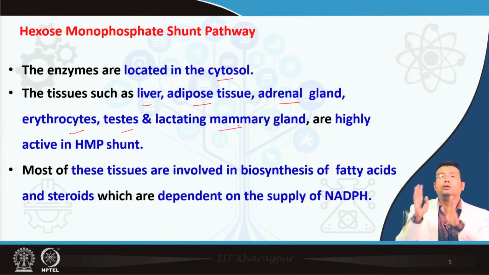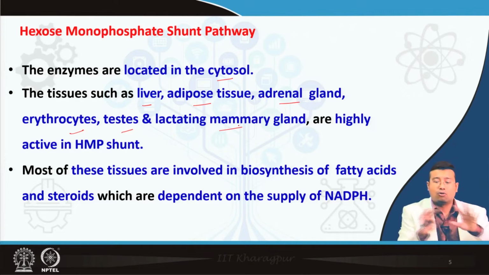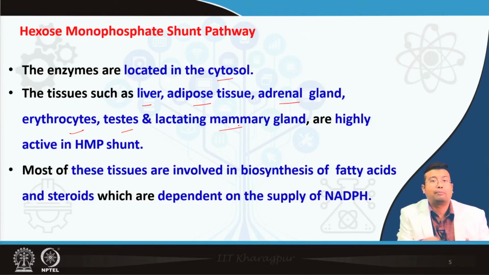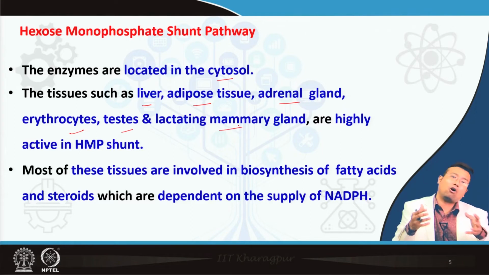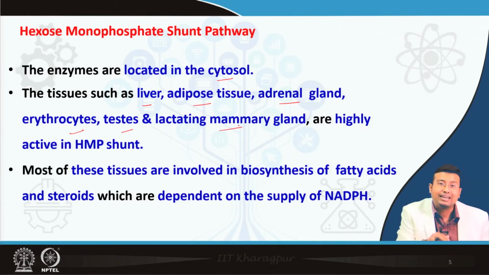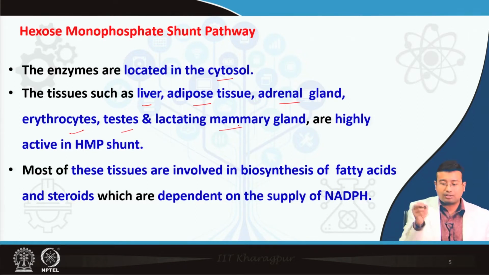Number one, you need to remember where HMP shunt is happening preferentially over other carbohydrate or glucose utilization pathways, and this can also be framed as an all-except type of question. So, HMP shunt is highly active in all except. Might be these tissues are given, and brain is a third option or fourth option, you need to select that one. So, be very careful. So, these are the tissues in which HMP shunt is happening best, right.